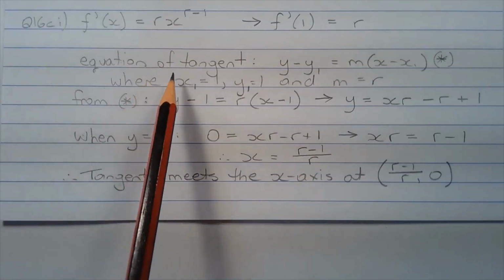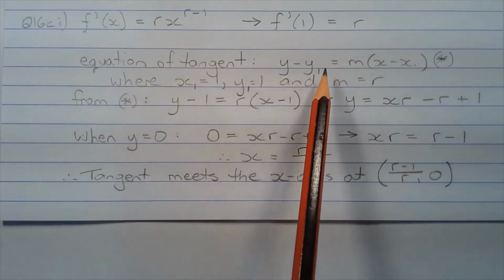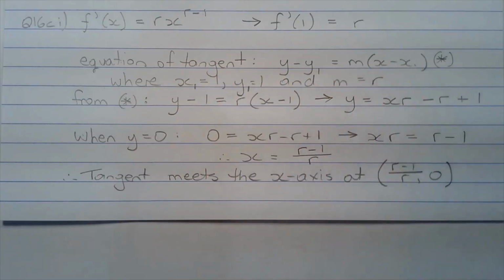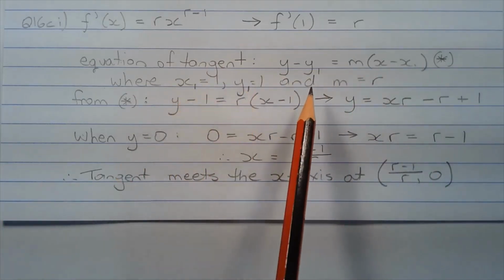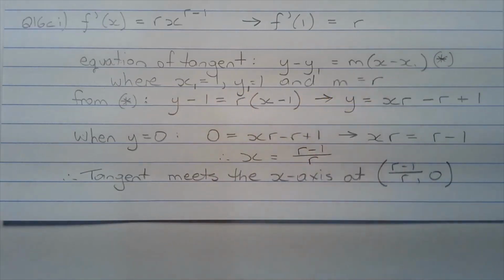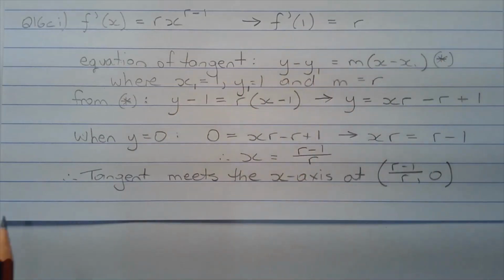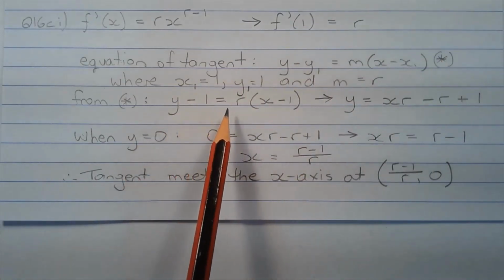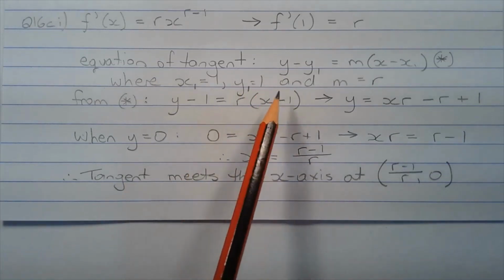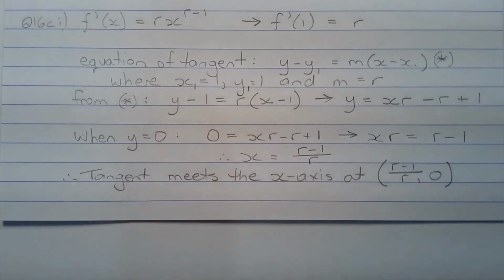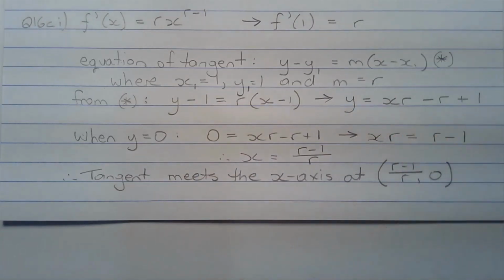To find the equation of the tangent, we use the point gradient formula, which is y minus y1 is equal to m multiplied by x minus x1, where x1 is equal to 1, y1 is equal to 1, and the gradient m is equal to r. So substituting these values into the point gradient formula, we get y minus 1 is equal to r multiplied by x minus 1. Expanding the brackets and making y the subject of the formula, we get y is equal to xr minus r plus 1.